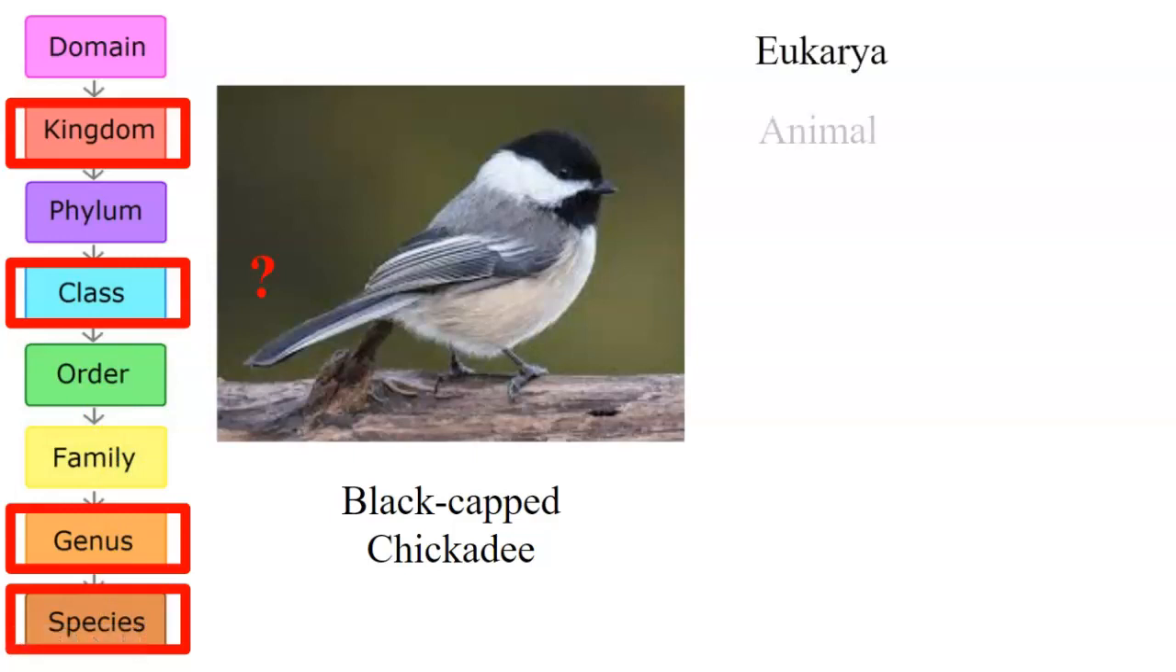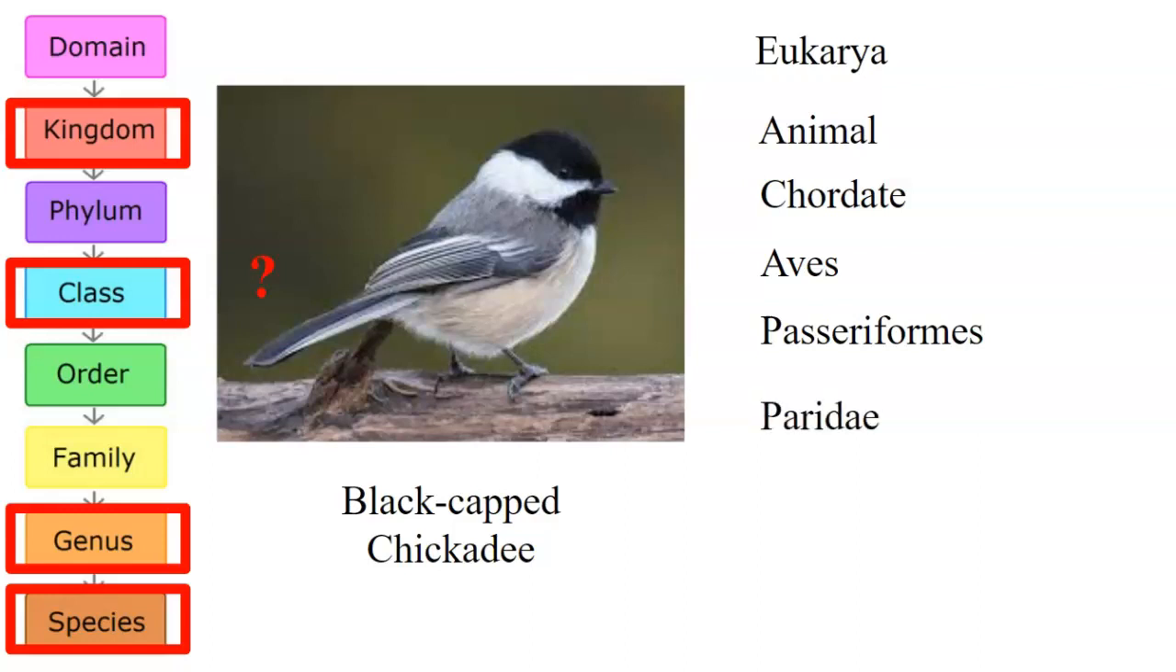So the domain is eukarya. So they have eukaryotic cells, they're animals, they're chordates, they're aves. Their order name is passeriformes, the perching birds. Paridae is their family name. DAE usually means a family name. And then Poecile is the genus, and atricapillus is the species. So the scientific name is made of the genus and species part of classification.